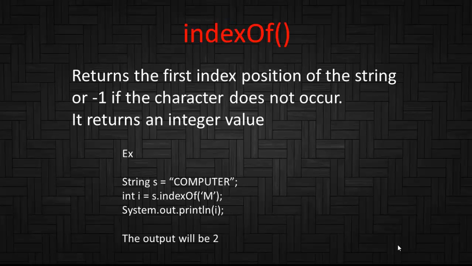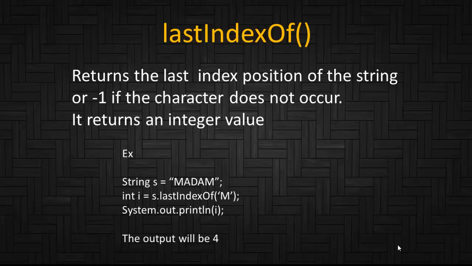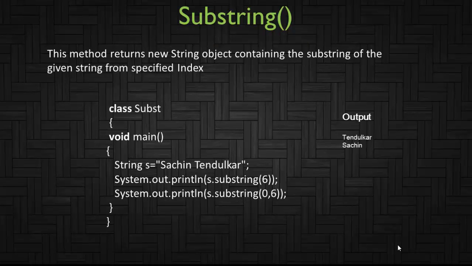indexOf returns the first index position of the string, or minus 1 if the character does not occur. lastIndexOf returns the last index position of the string, or minus 1 if the character does not occur. It returns an integer value. Substring. This method returns new string object containing the substring of the given string from specified index.